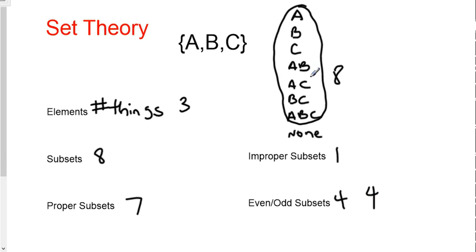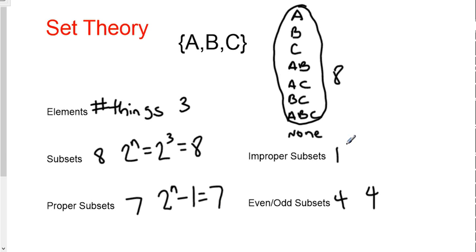So surely there's got to be a better way than just writing this down each time. Well, there is. The number of things is the number of elements, so you just count how many things there are. The number of subsets is 2 to the number of things. Or in this case, 2, how many things were there? 3, so 2 to the third, which is 8. The number of proper subsets is 2 to the number of things minus 1 because you throw out the empty set. So 2 to the third minus 1 is 7.